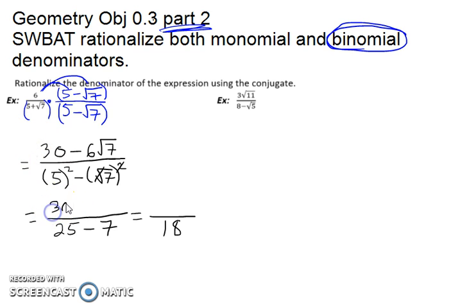My apologies, I did not write the numerator. I'm going to catch up with that now. That's still 30 minus 6 root 7. So 30 minus 6 root 7.